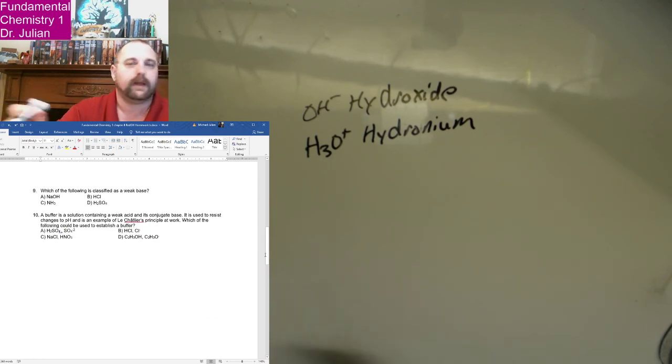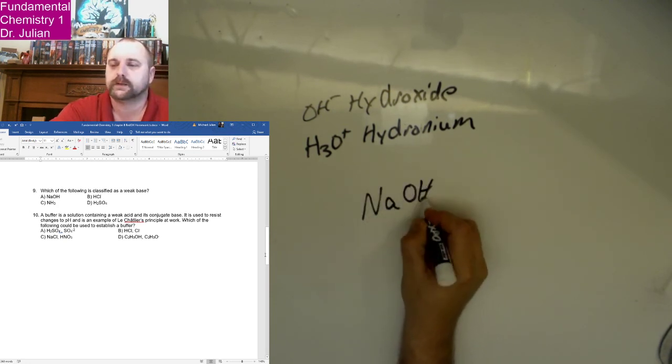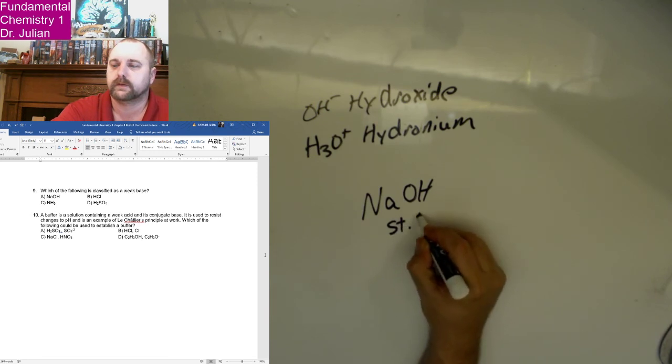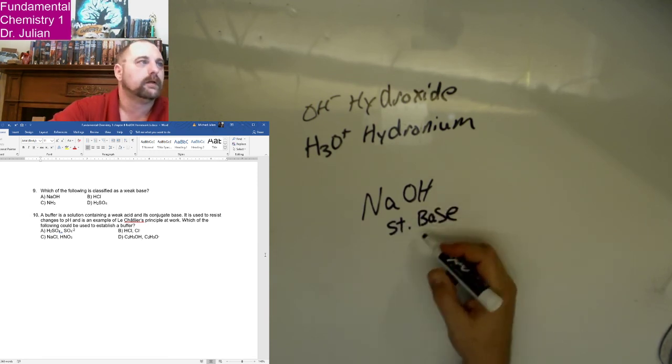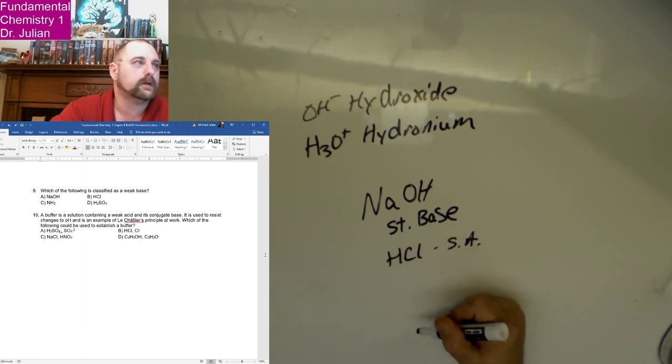Which of the following is classified as a weak base? NaOH. That's a metal plus an OH. That's a strong base. HCl. It's a strong acid.